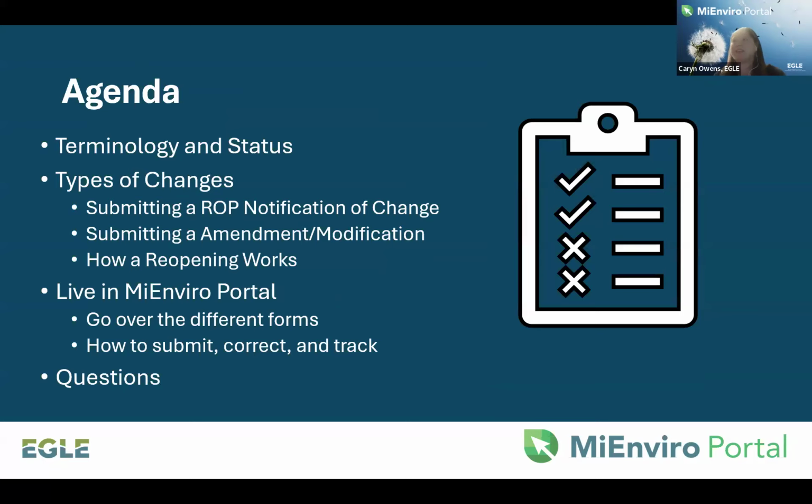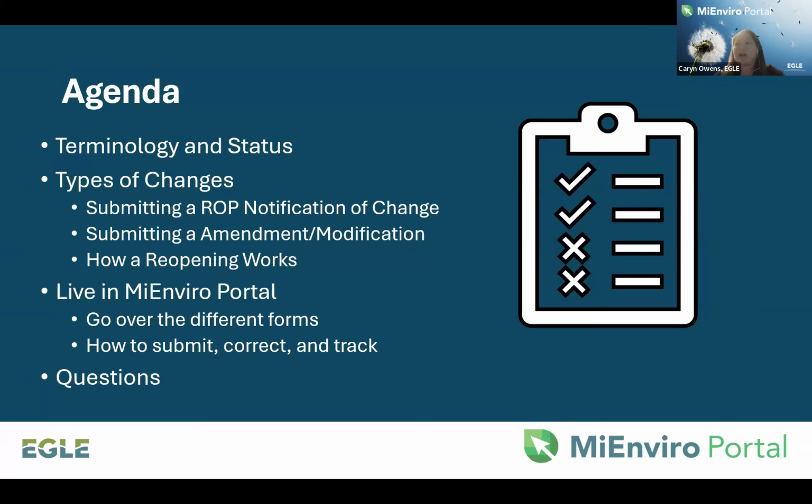All right. Thanks, Caitlin. As Caitlin mentioned, I'm Karen Owens out of the Cadillac District office, and I just want to thank everyone for attending today's training for the ROP modifications. Today I'm going to talk about what to do for changes that happen between the 5-year intervals between your renewals, and how we're going to do those procedures using the MiEnviro portal for submitting those changes correctly.